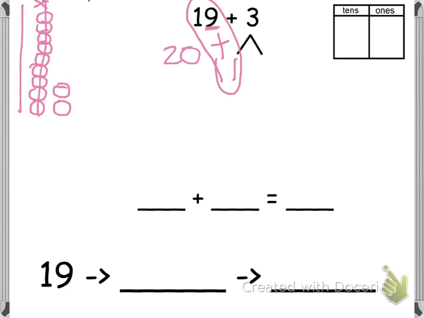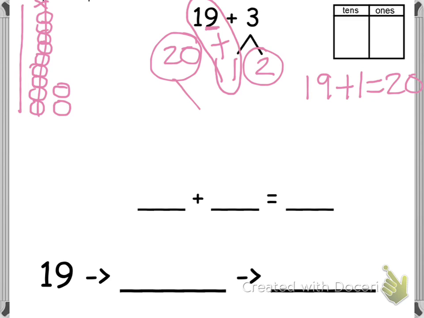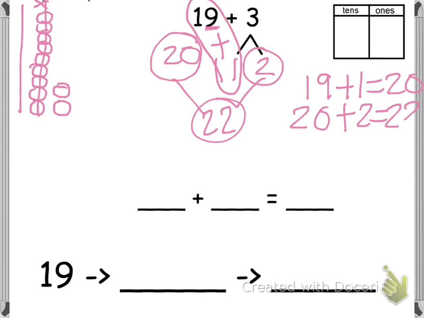So then that 3 gave 1 away, so now that 3 is now 2. So now we just added that 19 plus 1 to give us 20. Now we're going to add our 20 and our 2 together. Well, we know that 20 plus 2 equals 22. So now we know that 19 plus 3 equals 22.